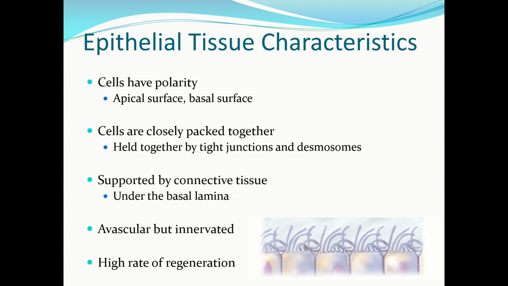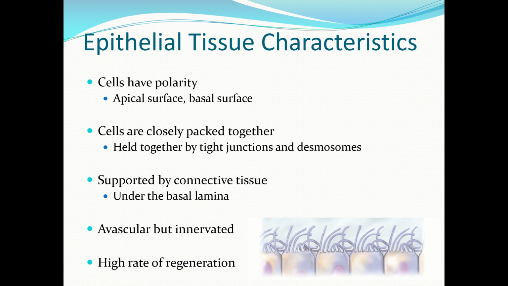Epithelial cells are supported by a connective tissue. As I mentioned, the basal surface is attached to the underlying connective tissue. Epithelial cells are avascular but innervated. Avascular means without blood cells, and innervated means that they are connected to nerve tissue.